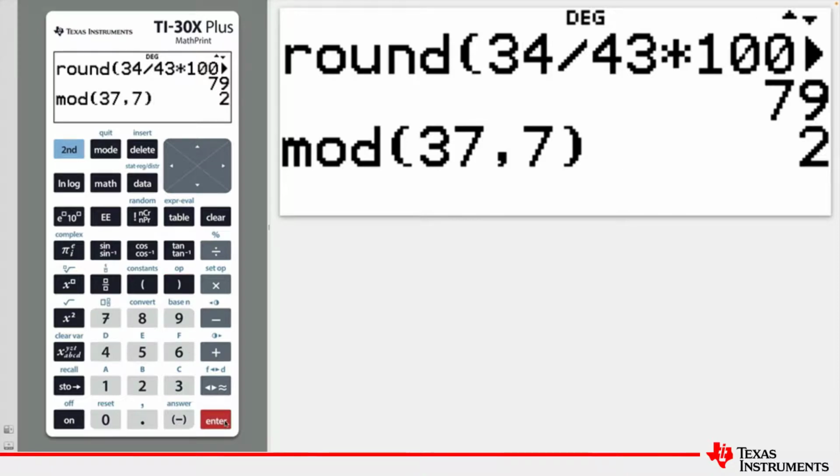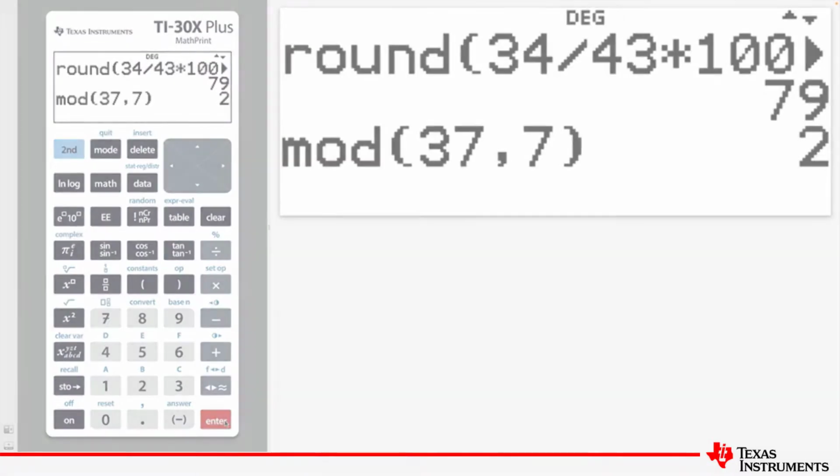And that's saying that if you divide 37 by 7, so for example 7 5s are 35, there will be a remainder of 2. And that's it for this lesson.